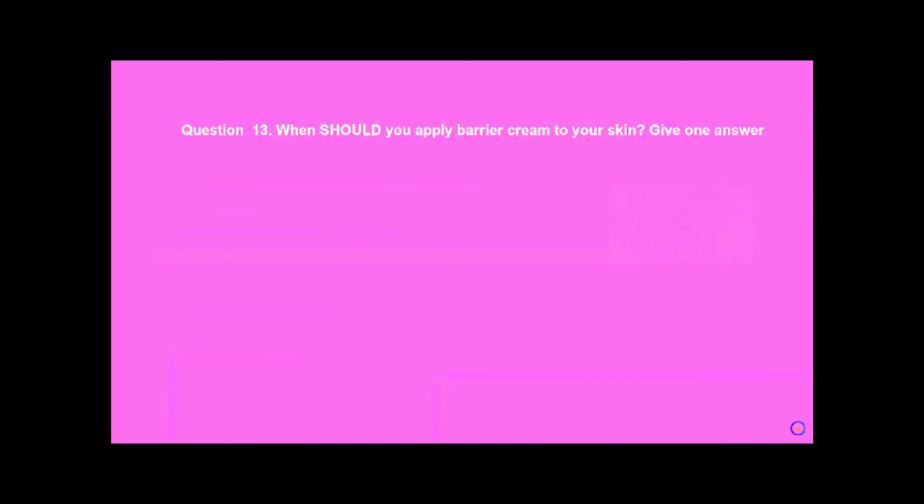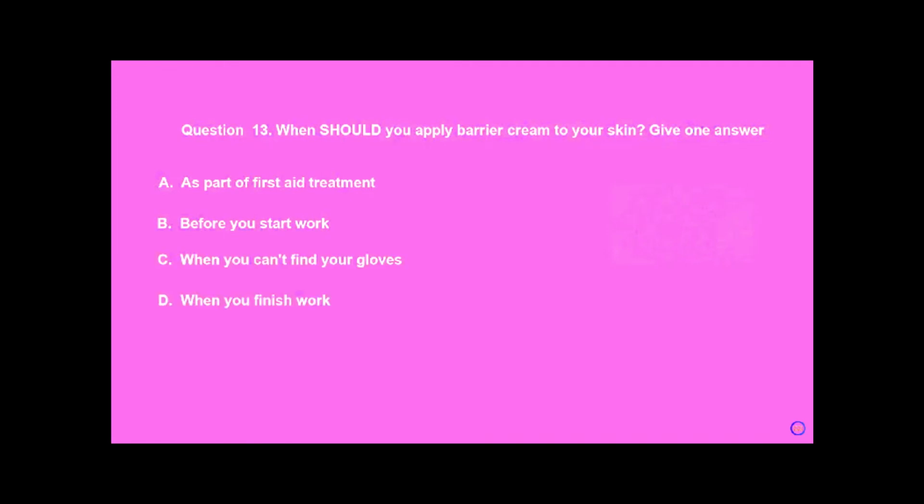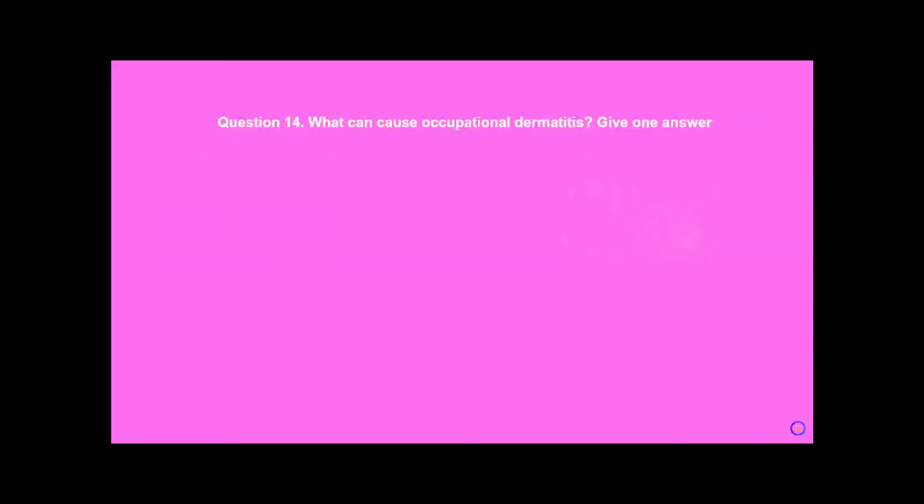Question 13. When should you apply barrier cream to your skin? Give one answer. A. As part of first aid treatment. B. Before you start work. C. When you can't find your gloves. D. When you finish work. The correct answer is B. Before you start work.